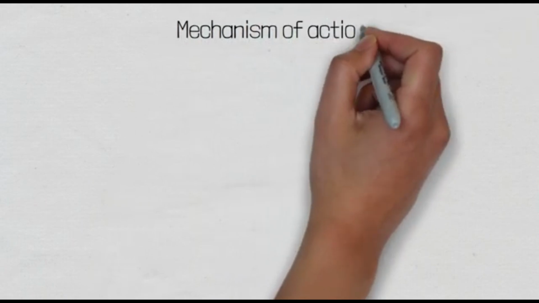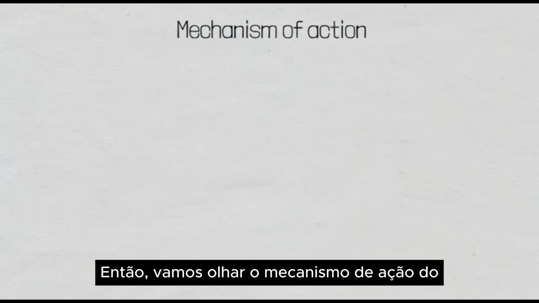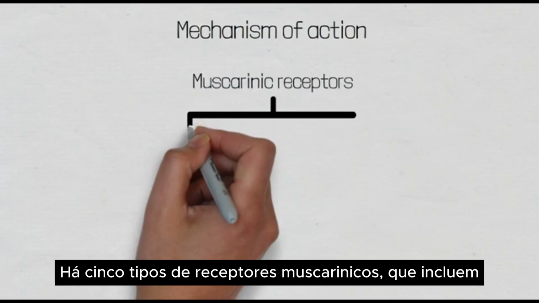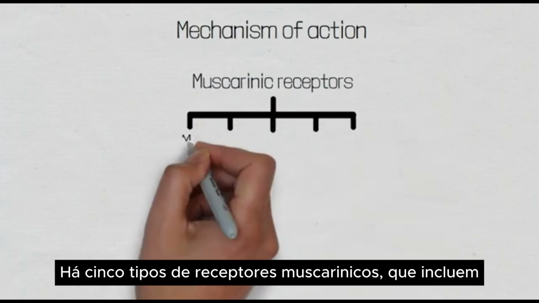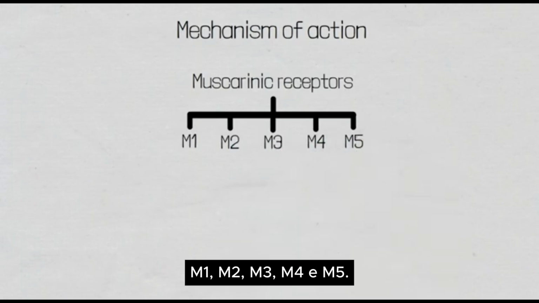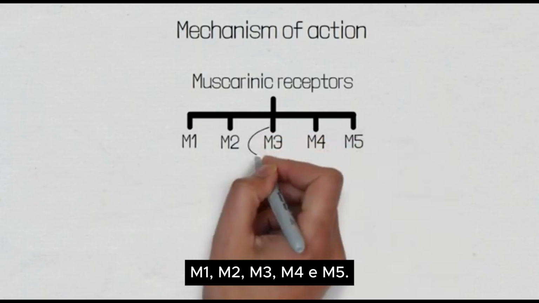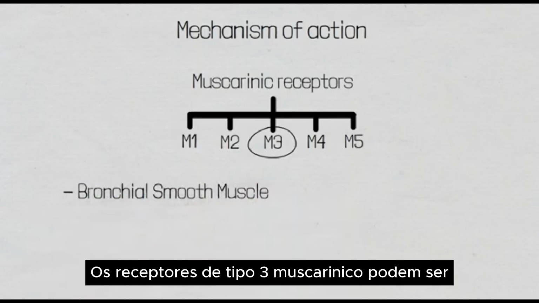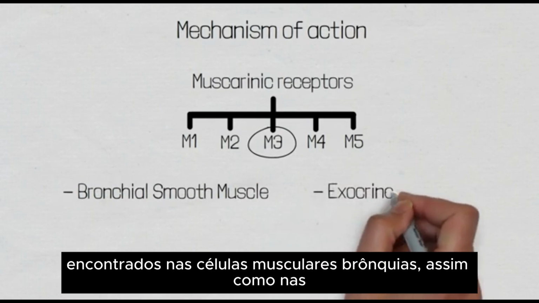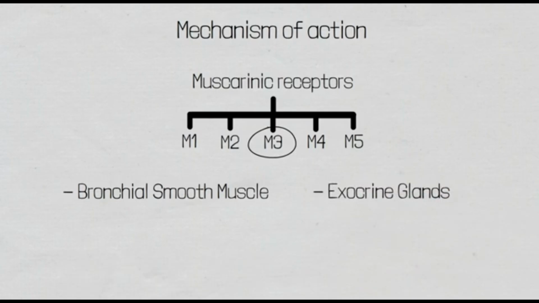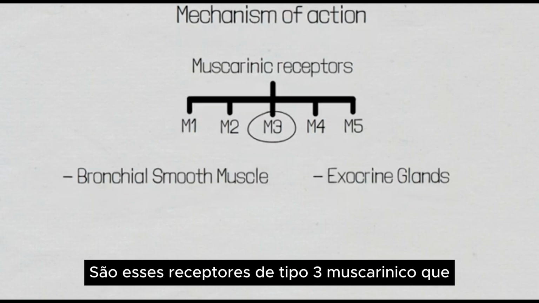So let's look at the mechanism of action of ipratropium bromide. There are 5 types of muscarinic receptors, which include M1, M2, M3, M4 and M5. Muscarinic type 3 receptors can be found on bronchial smooth muscle cells, as well as exocrine glands. It is these muscarinic type 3 receptors which are the target site of ipratropium bromide.